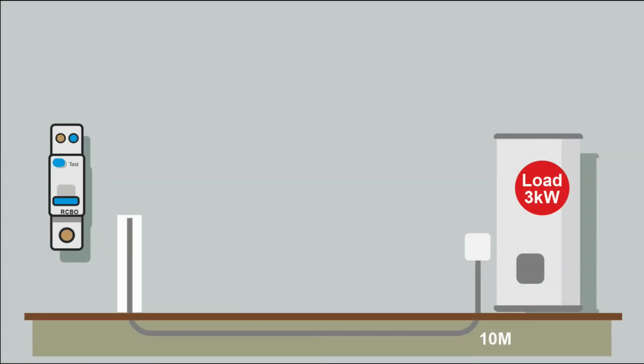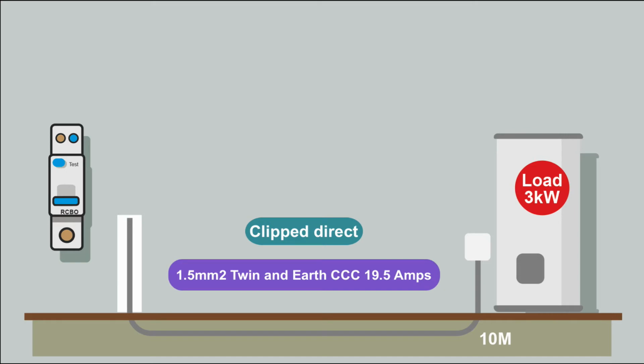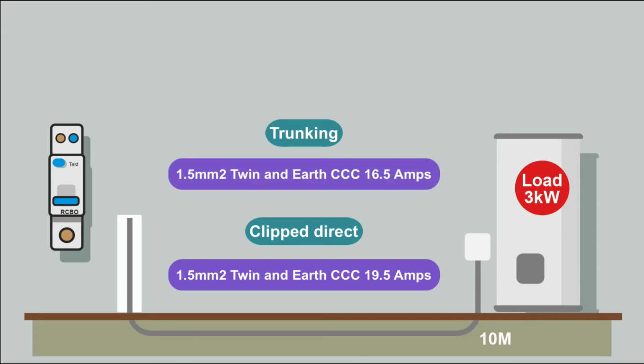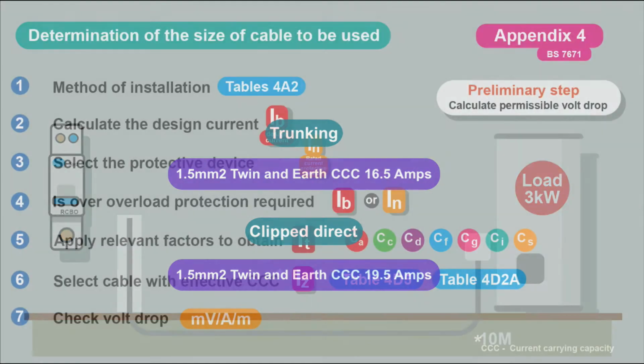You can see by the table how installation methods affect the current carrying capacity of the cable. If it was clipped direct, the 1.5mm cable could carry 19.5 amps. When we put it into trunking, that 1.5 twin and earth CCC comes down to 16.5 amps. The fact that the cable is enclosed means that it can't lose its heat as easily as it can if it's clipped direct. So it's downrated to 16.5 amps. This is why it's important to know your installation methods when you're doing your cable calculations.